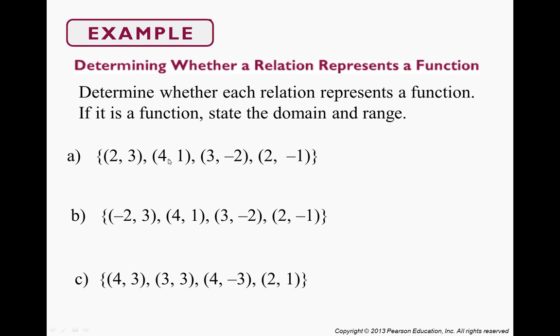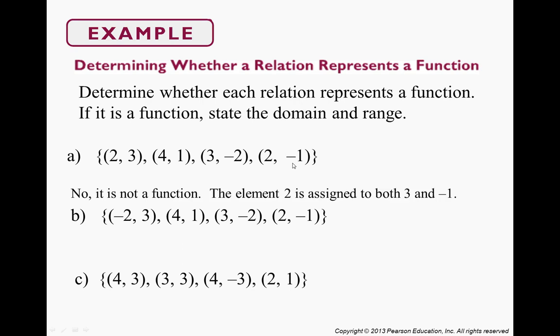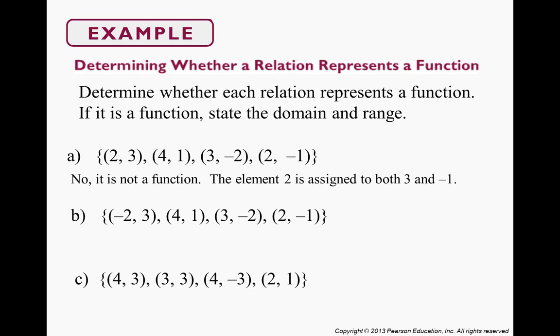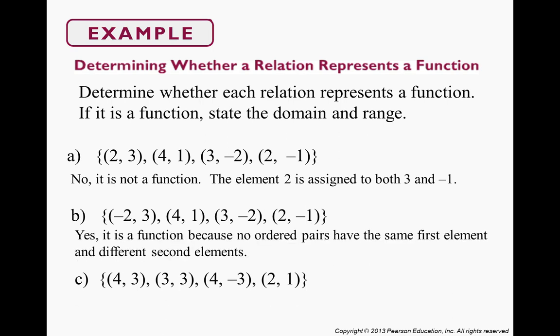This is not a function because I have this input of 2 that gives me 3, and 2 right here gives me -1. So because I have two different outputs for 2, it is not a function. So I look here: -2 gives me 3, 4 gives me 1, 3 gives me -2, and +2 gives me -1. We can say yes, this is a function because no ordered pairs have the same first element and different second elements. Let's look here.